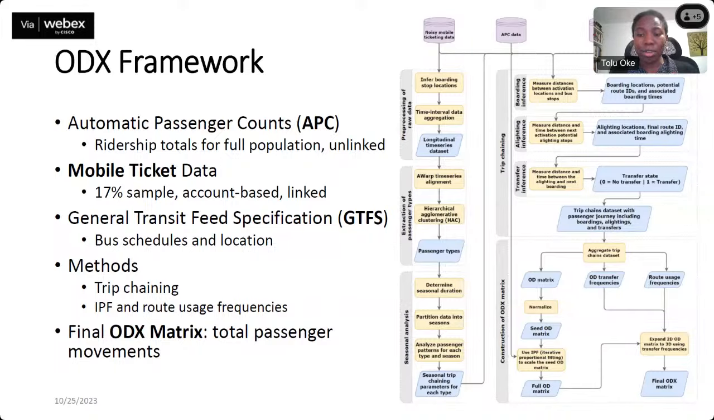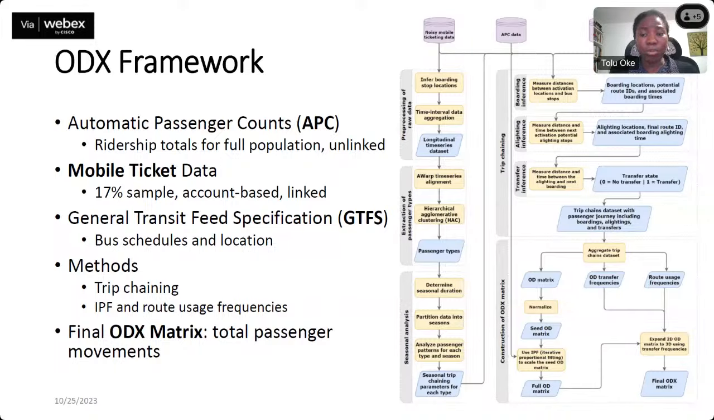Like I mentioned, the mobile ticketing data was only about a 17% sample. And so the other method I'm highlighting here is the IPF, which we use to expand the information that we were getting from the ODX model to the full population. And at the end, we developed this ODX matrix, which showed total passenger movement across the PVTA system.